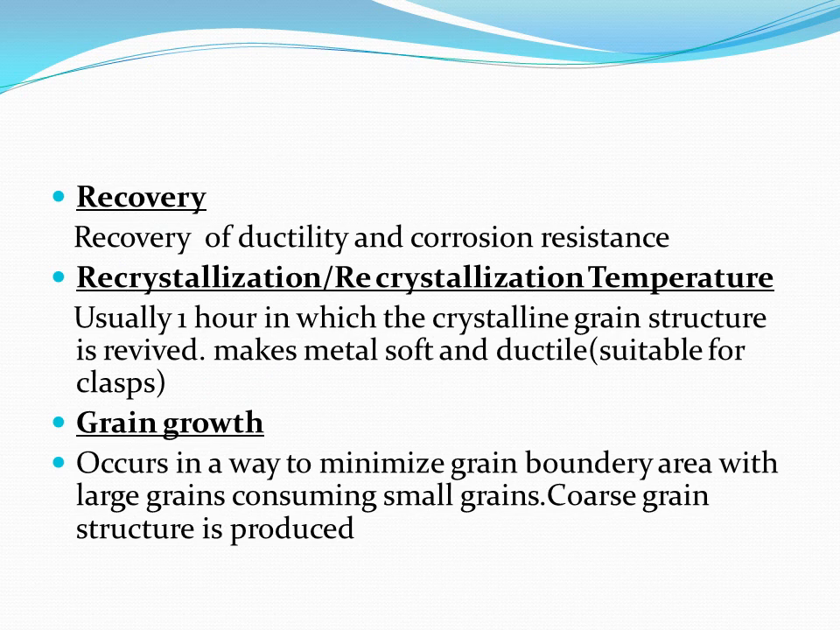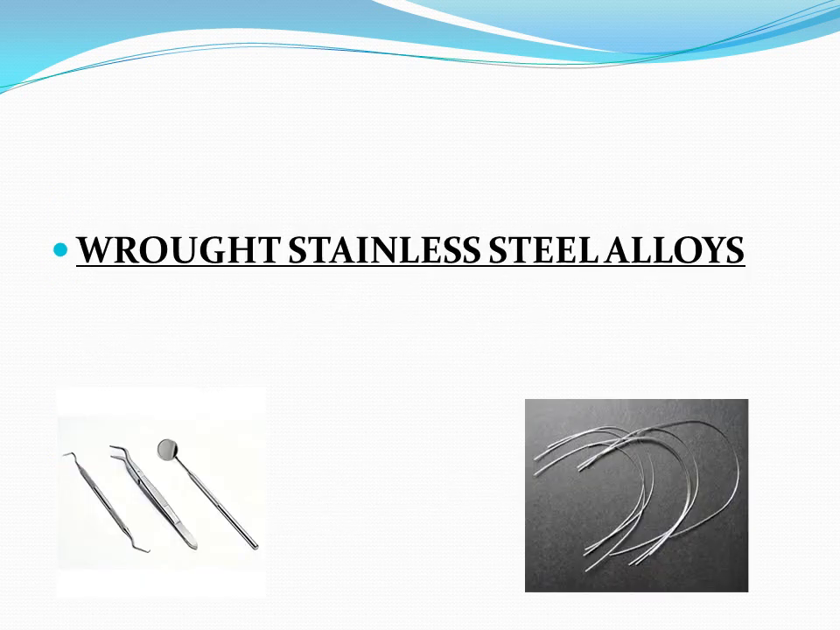Recovery means the recovery of the ductility and corrosion resistance, which was lost due to cold working. Recrystallization is the process in which the crystalline grain structure is revived. So the crystalline structure, which got converted into a fibrous structure due to cold working, is converted back into its regular crystalline structure. This makes the metal soft and ductile, and it is a suitable quality for clasps. And then finally, the last step, which is grain growth. Coarse grain structure is produced and the grain boundary area is minimized. So these are the three stages of annealing.